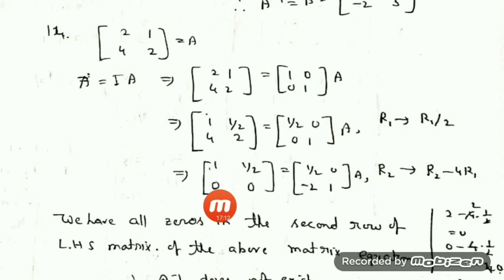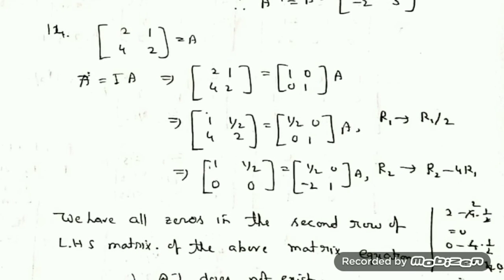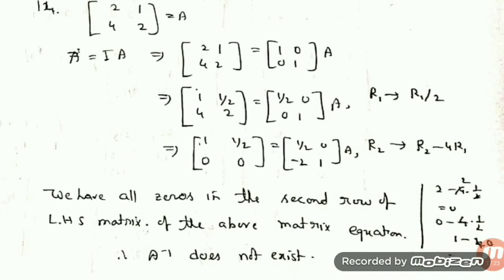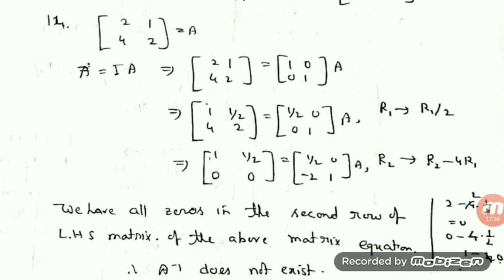As this is 0, you can write down the conclusion: inverse does not exist. We have all zeros in the second row of the left hand side matrix of the above matrix equation. Therefore A inverse does not exist. That is your solution. Hope you understand how to do the second order transformation. Let us now proceed to third order transformation.